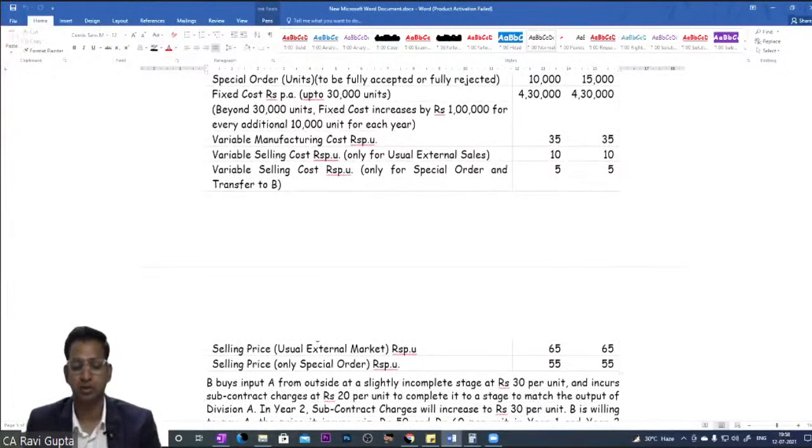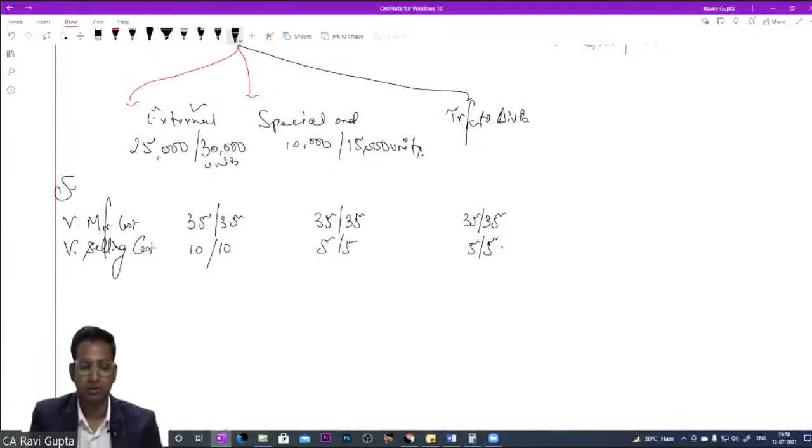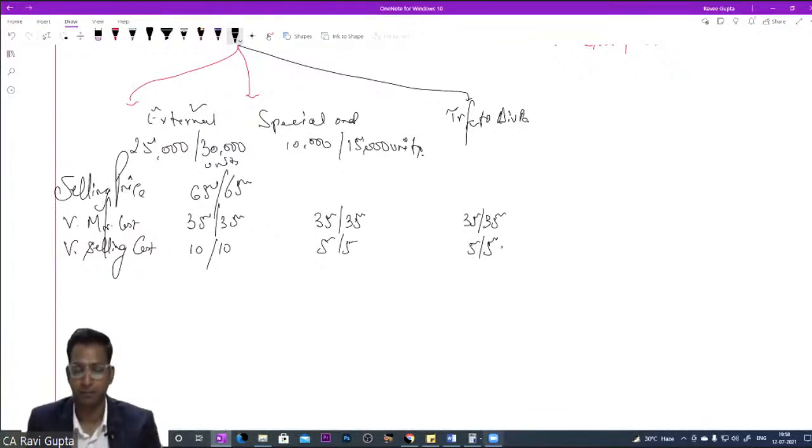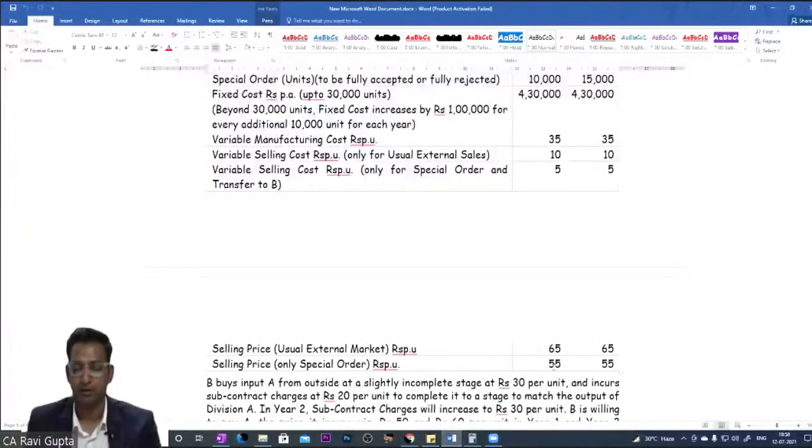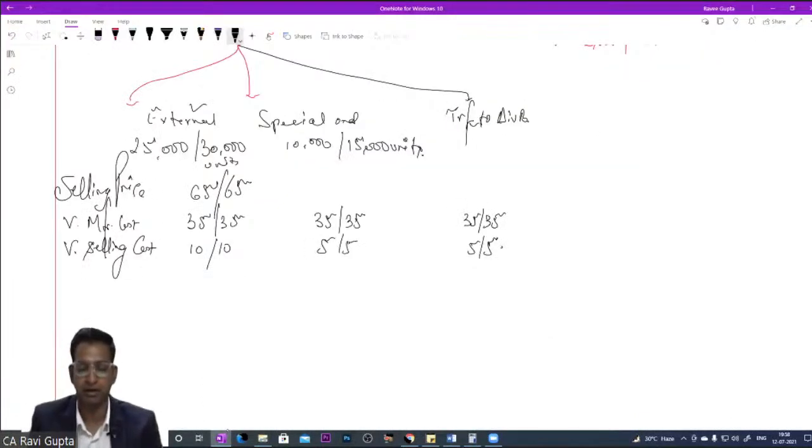Selling price: usual external market price is 65 in year 1 and 65 in year 2. The special order price is 55 in year 1 and 55 in year 2.